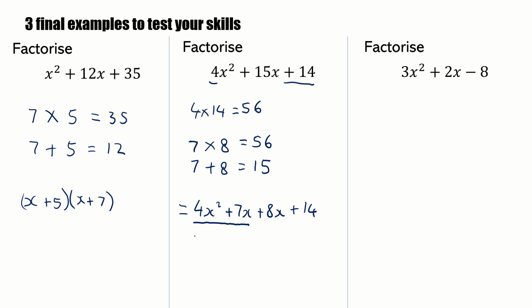And then what's the algebra we can factorize out? Well, x squared and x are both divisible by an x. So that's what we're going to have to factorize out. 4 divided by 1 is 4.